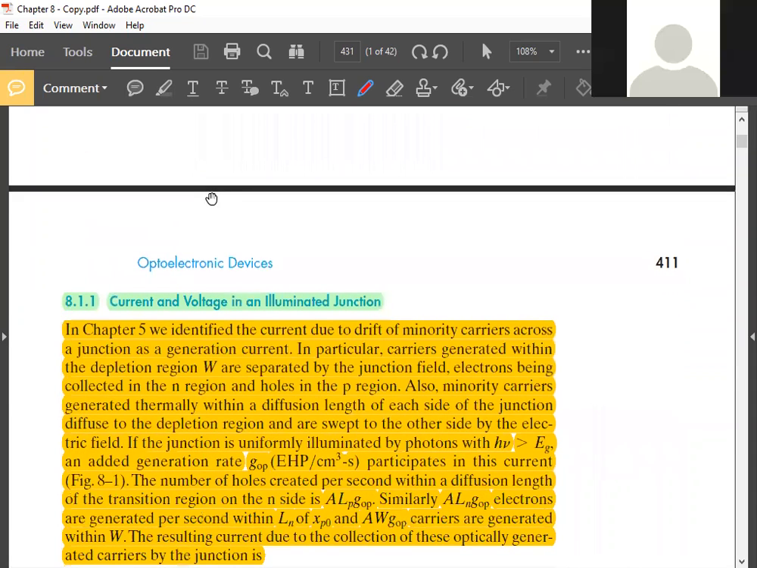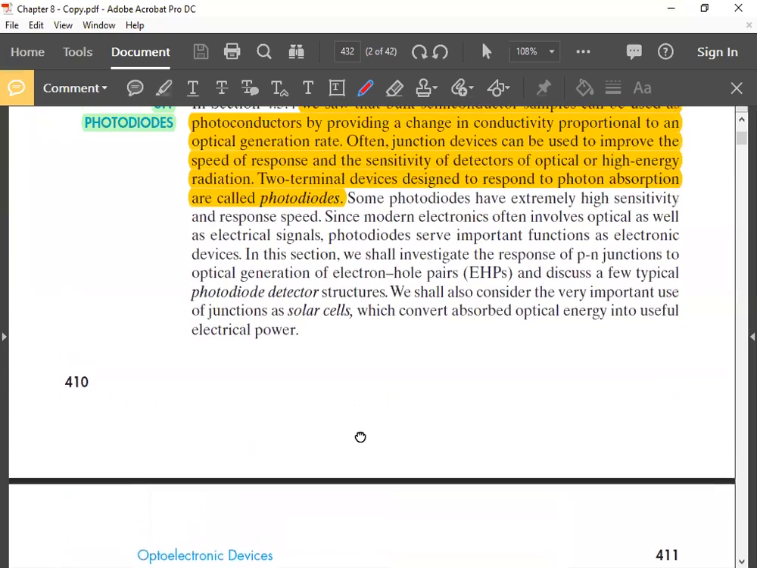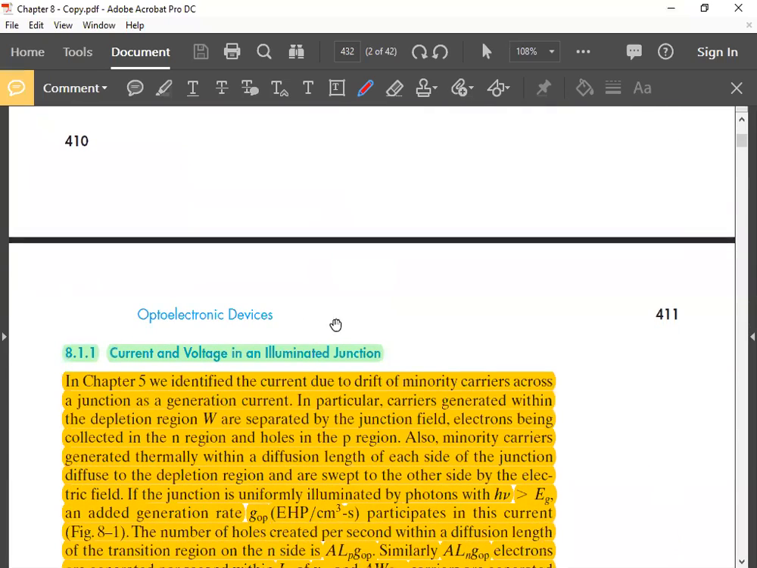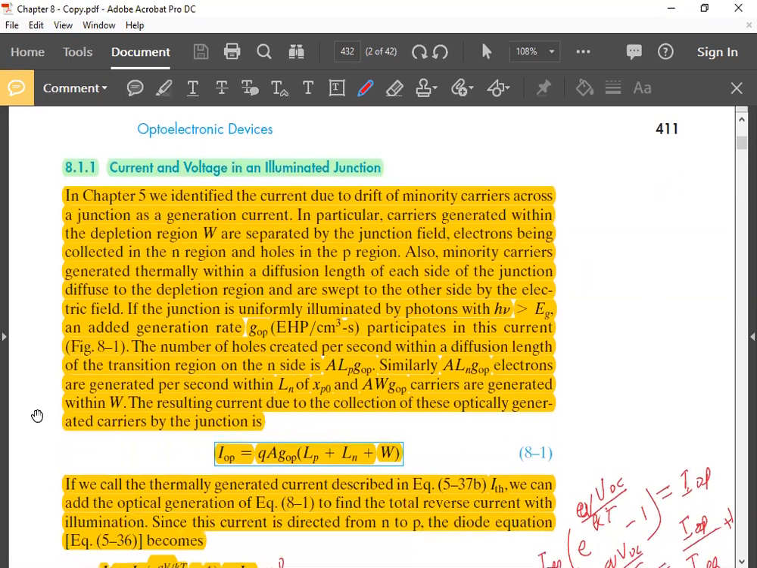So the next article is current and voltage in an illuminated junction. Here you can understand that with a photodiode, we have a diode which will interact with photons. So you have to supply the photons. So the PN junction has to be illuminated, right? You are supplying light to the PN junction. When you do that, what happens? That is the topic of this article. So in chapter 5, we identified the current due to drift of minority carriers across a junction as a generation current. Remember that?